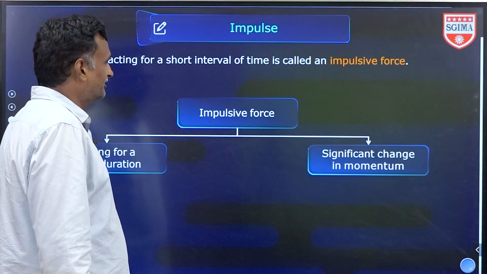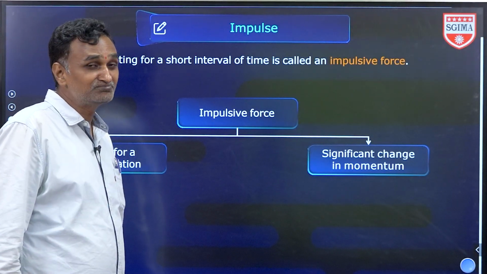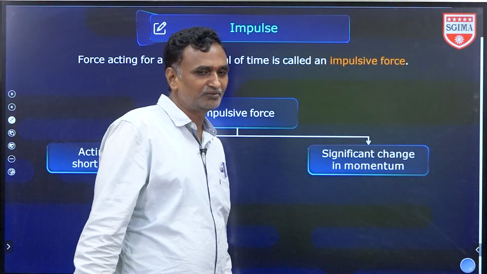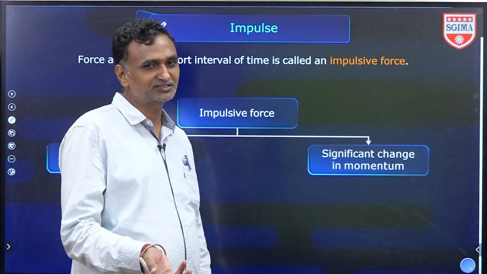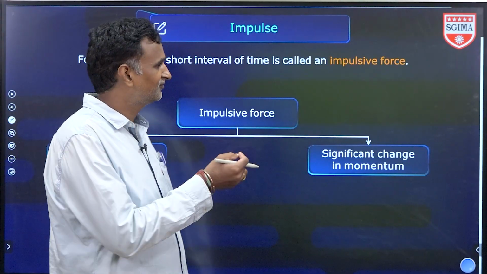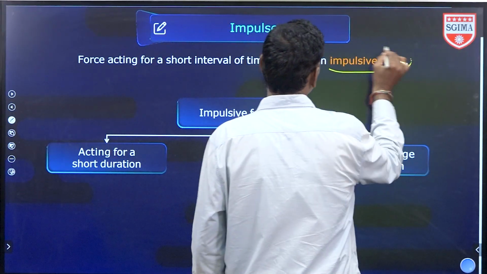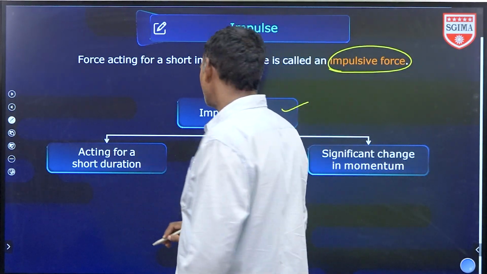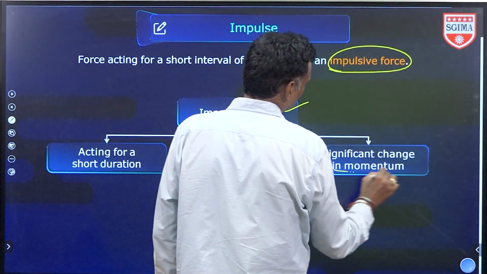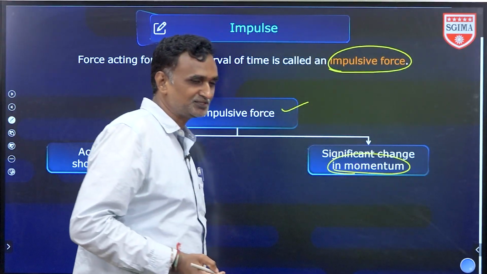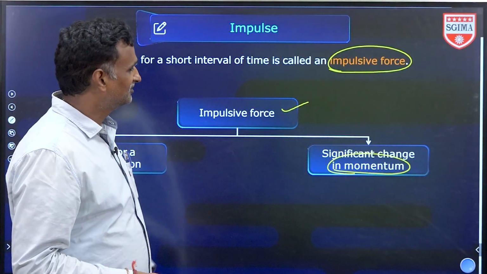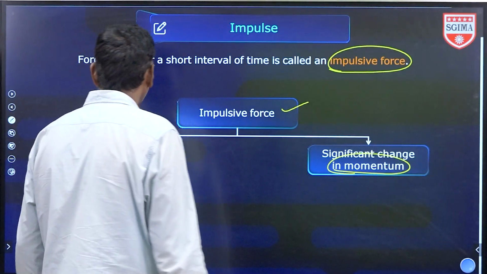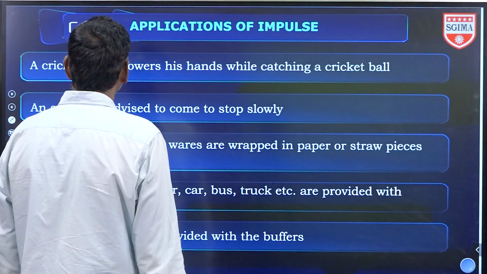Force acting for a short interval of time is called impulsive force. Which means whatever force is acted by the object or by some external agent for a short interval of time is called impulsive force, right? Now, impulsive force acts for a short duration and can create a significant change in the momentum. We will see some exemplar points also on how it happens. Okay, let us move on to the next slide.